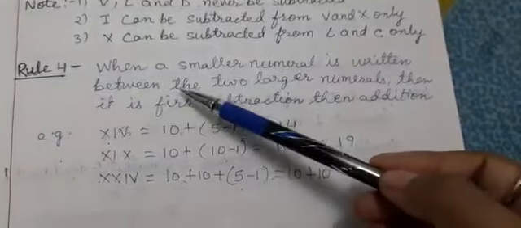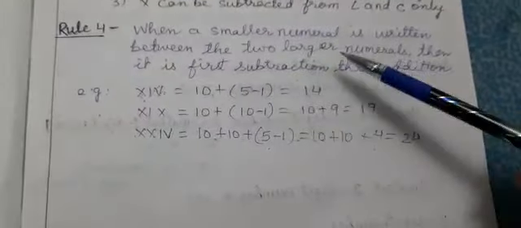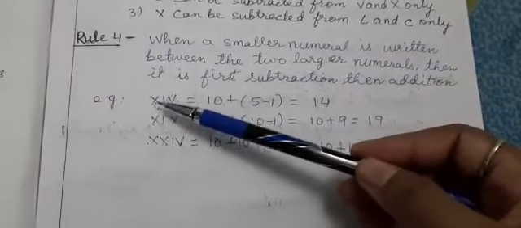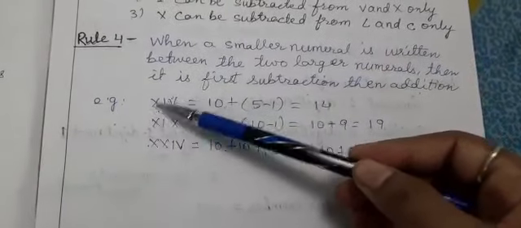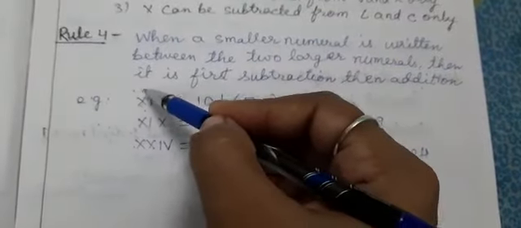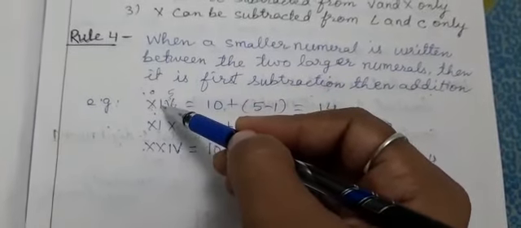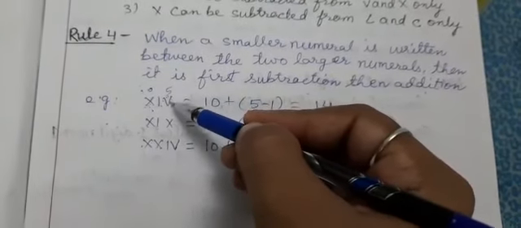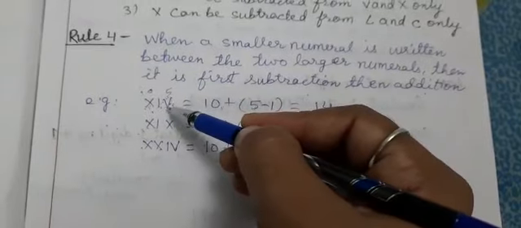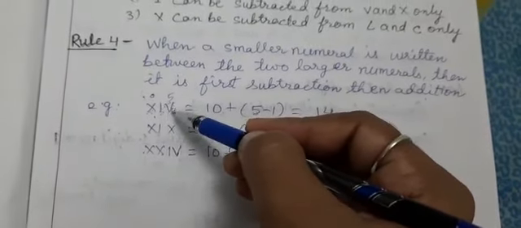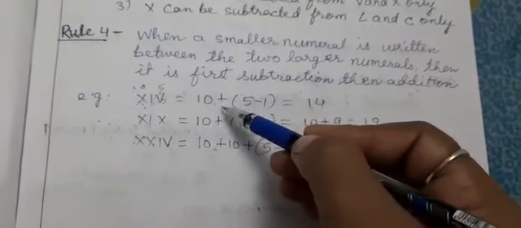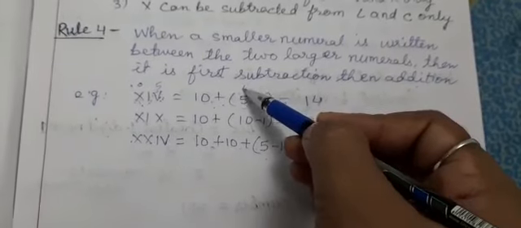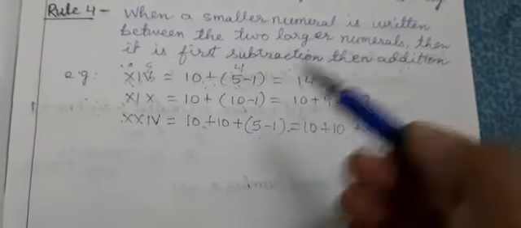Now, rule number 4. When a smaller number is written between two larger numbers, then it is first subtracted and then added. So here see XIV. X is 10, V is 5. Between this 10 and 5, I is written, I is equal to 1. That means there are two bigger numbers, X and V, and in between is one smaller number. So first we have to subtract IV, then add X. So X is equal to 10 plus IV equal to 5 minus 1. First subtract this 5 minus 1, we get 4. Then 10 plus 4 is 14.